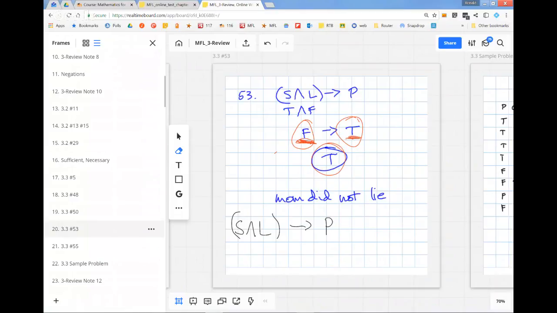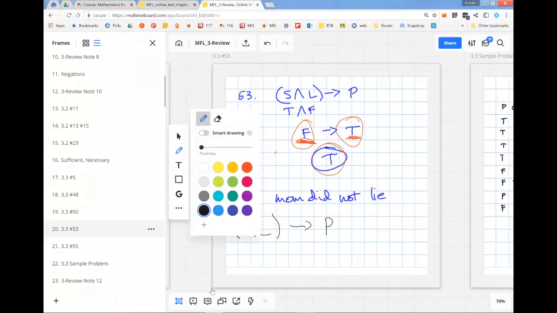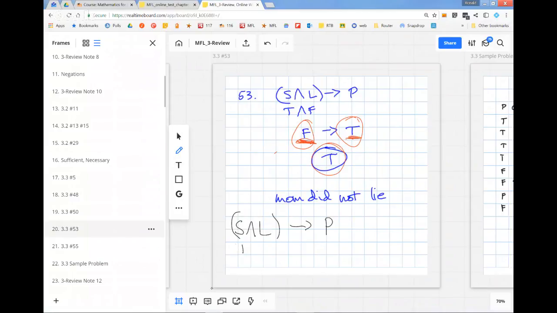Okay, and now below that, what did the book tell us? The child eats only the spinach. So in other words, this part is true, but she didn't eat her liver, right? So that's false. And what's true and false? False.